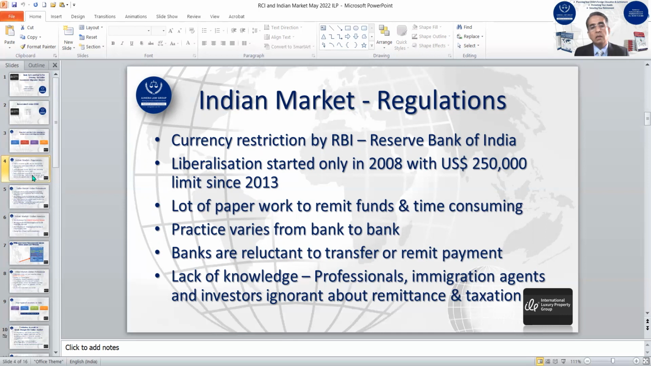Why is this happening? Because we believe that in general there is a lack of knowledge amongst Indian professionals like lawyers, chartered accountants and immigration agents, and because of that the investors are also ignorant about remittance and taxation. And remember, under FEMA, the Foreign Exchange Management Act or Regulations, taking money out of India was considered a criminal offense. When these regulations were changed, there is now only a financial penalty, but no criminal offense.